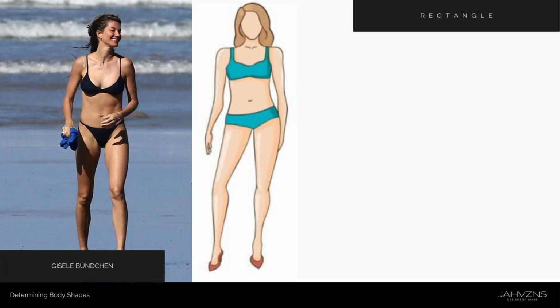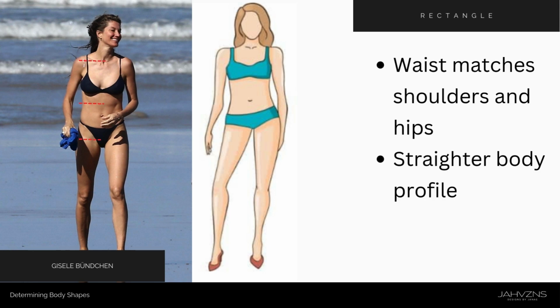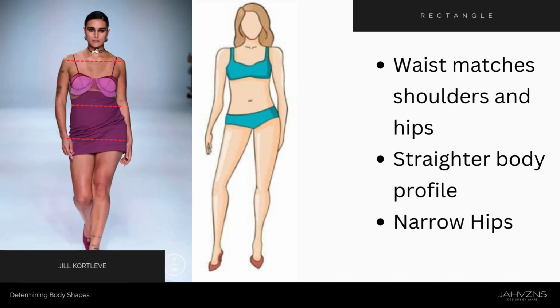Let's bring our beautiful model Giselle back, as she is the perfect example of a rectangle body shape. We can identify rectangle body shapes by confirming if the shoulders, waist, and hips match in width. The red guidelines on Giselle show that all lines are relatively equal. With this body type, there are straighter body profiles due to all equal points.